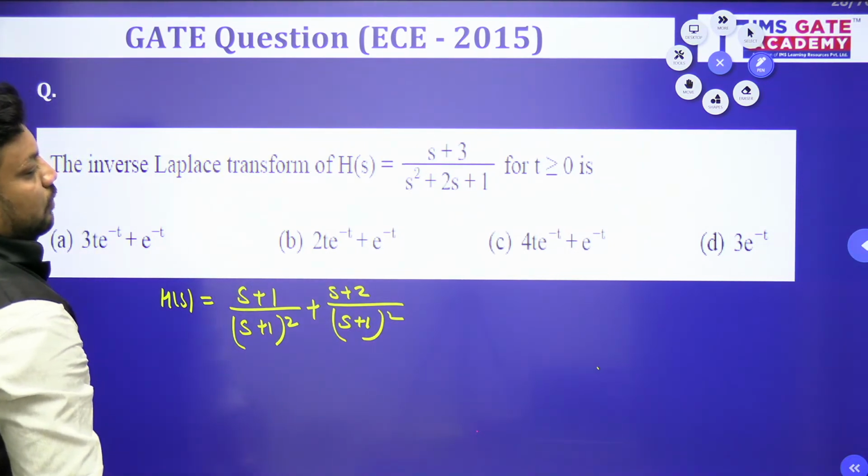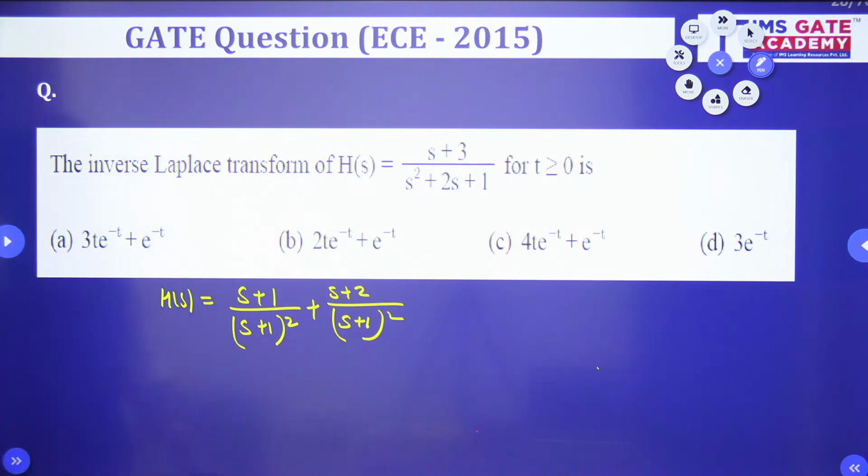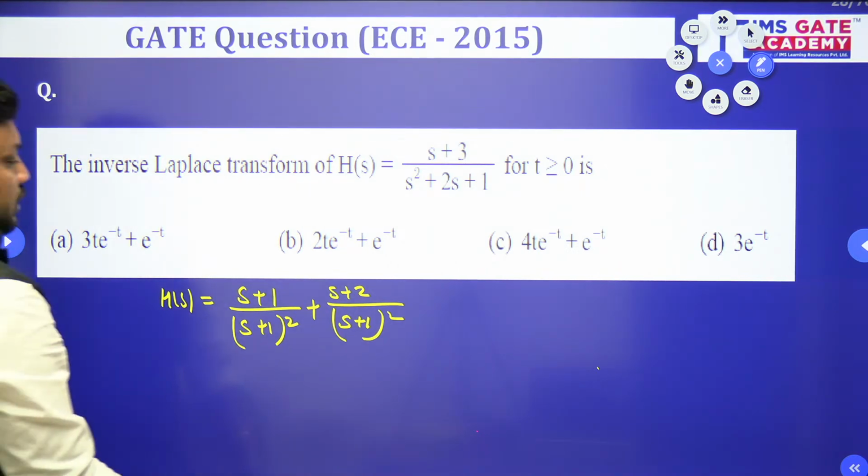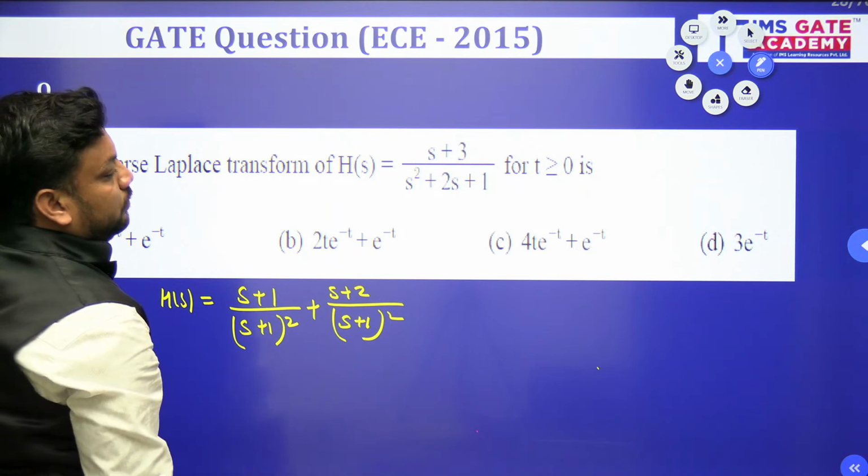You can write like this or not? S plus 3 upon s plus 3 upon like this. Like this can we write, children? Like this can we write? Say yes or no?